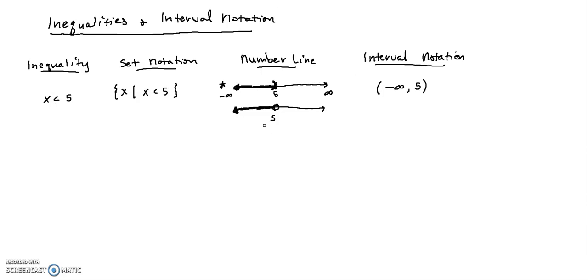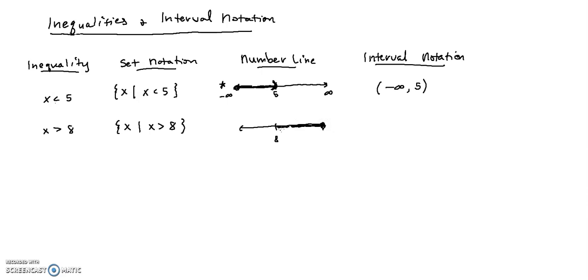So I'm going to erase this. That was just there for comparison. All right, going on to the next one. Let's say that we've got x greater than 8. In set builder notation, x such that x greater than 8. And then on a number line, we're looking at 8, and we want to be greater than, so that means that we're going to the right.